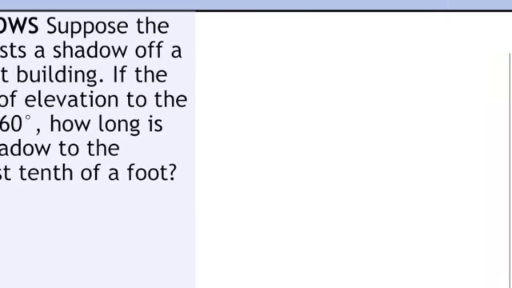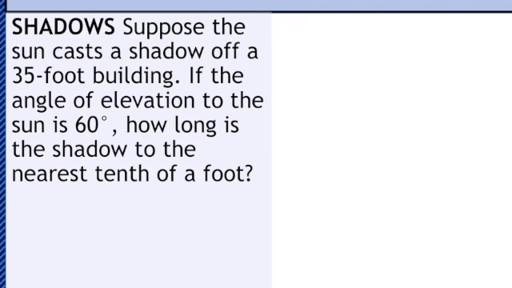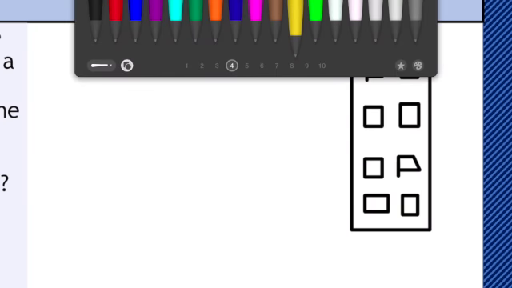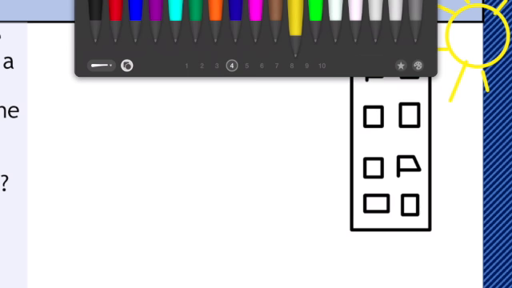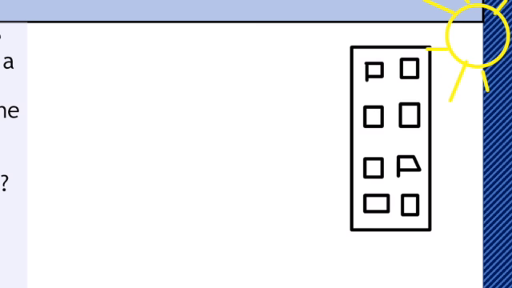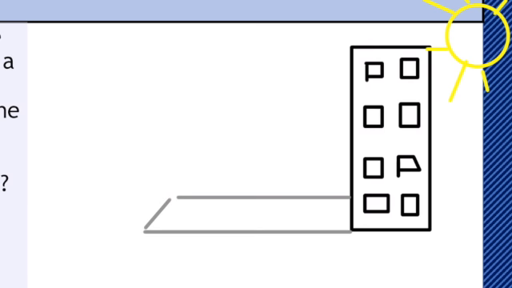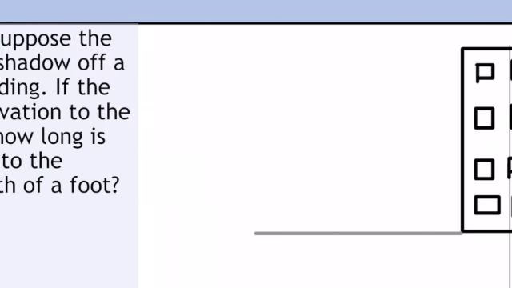All right, so there's our building. Suppose the sun casts a shadow off a 35-foot building. Let's assume that the sun is maybe somewhere over here. It's shining nice and bright, and it's going to cast a shadow along the floor. Shadows are usually dark. To draw in 3D it might look something like that, but we're only going to look at just one line, to look at it in a two-dimensional way.